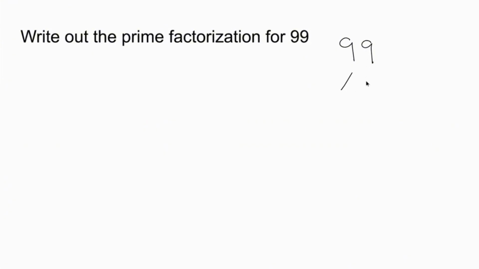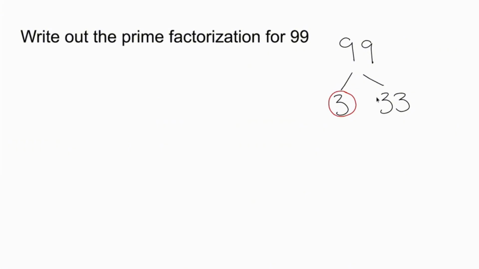Well, how about 3 and 33? So let's write out 3 and 33. Now, if any of these numbers are prime, circle them. 3 is prime because you can only divide 3 by 1 and itself. 33 is not prime, so we keep going.